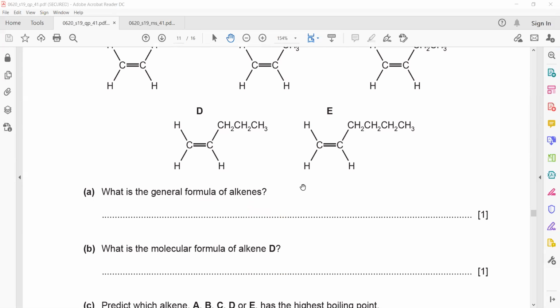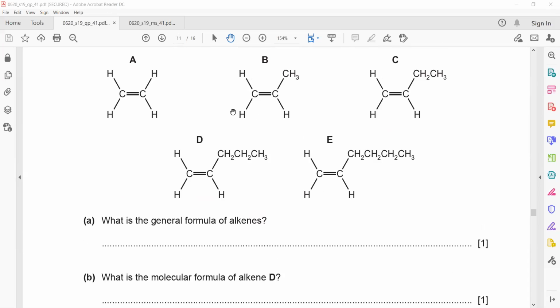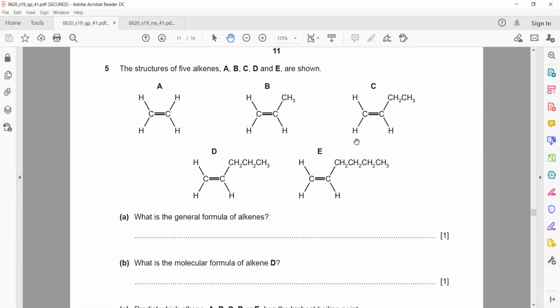What is the molecular formula of compound D, of alkene D? Molecular formula means the actual number of atoms present in the compound. How many carbon atoms are there and how many hydrogen atoms? So C5 and H10, basically it is pentene. 1, 2, 3, 4, 5 are there. If I know the carbon, I can identify hydrogen because hydrogen is twice for alkene.